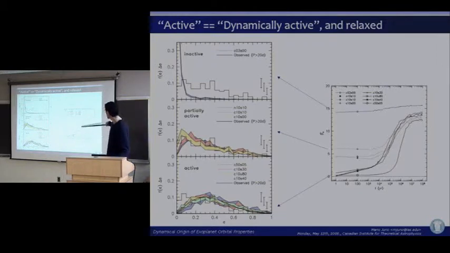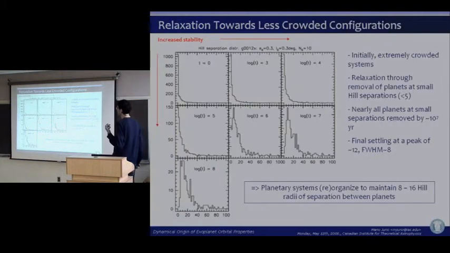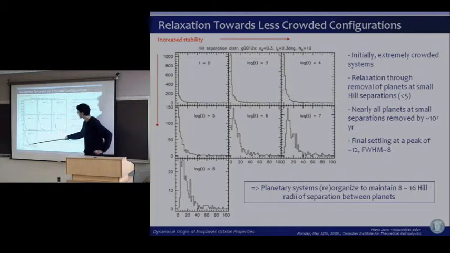Now, you may wonder, okay, but both the active and partially active systems end up with approximately the same median Hill separation. So why aren't these the same? Why don't they have the same distribution as these ones down here? To understand what's going on there, we really have to look at the entire distribution of Hill separations and how it evolves through time. So what I'm showing here is the whole distribution, not the median.